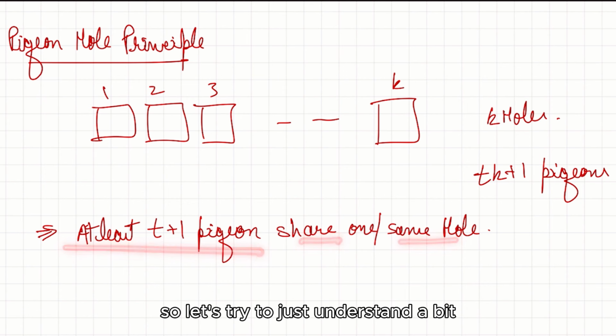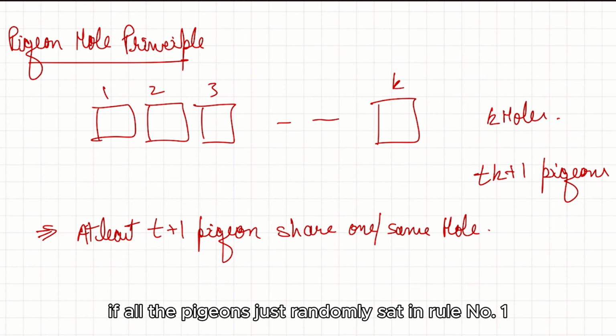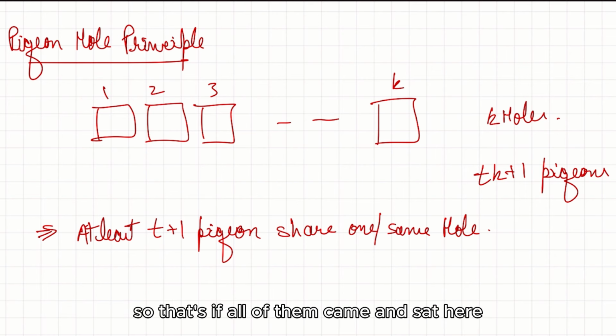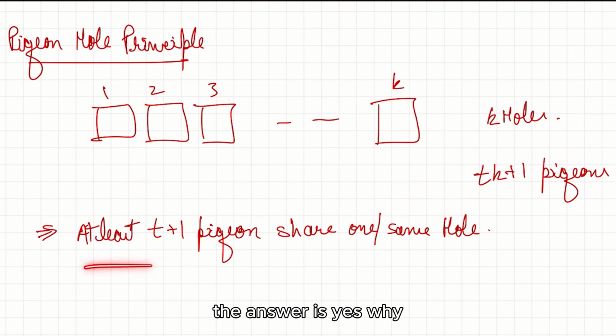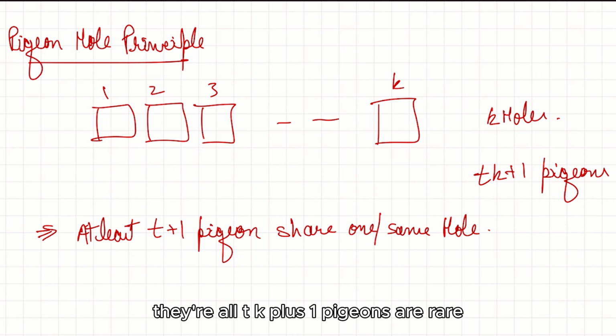So let's try to understand what's happening here. Let's say all the pigeons just randomly sat in hole number 1, and I'm assuming the capacity is infinite, they're deep holes. So let's say all of them came and sat here. Is this principle still valid? The answer is yes. Why? Because there's one hole, hole number 1, where all tk plus 1 pigeons are. And it says at least t plus 1. So we have more than t plus 1, so it's sufficient.